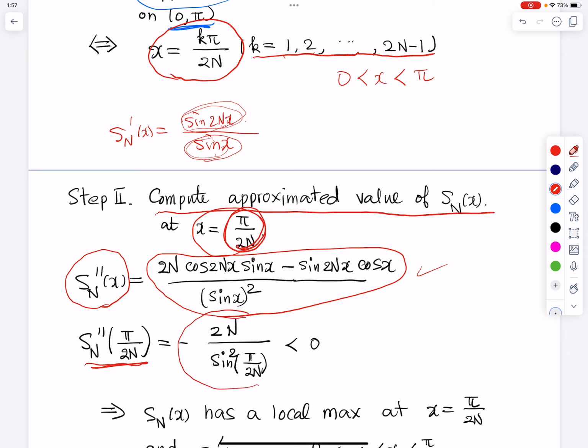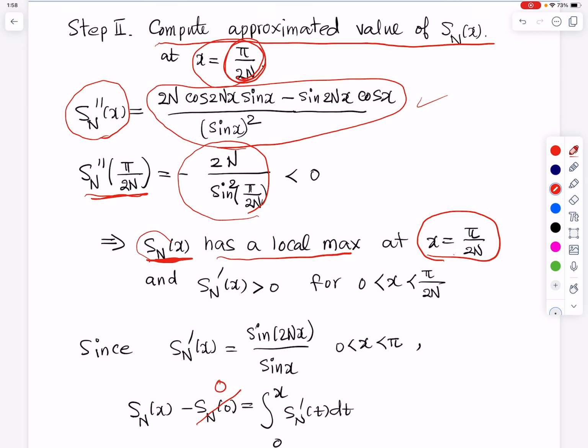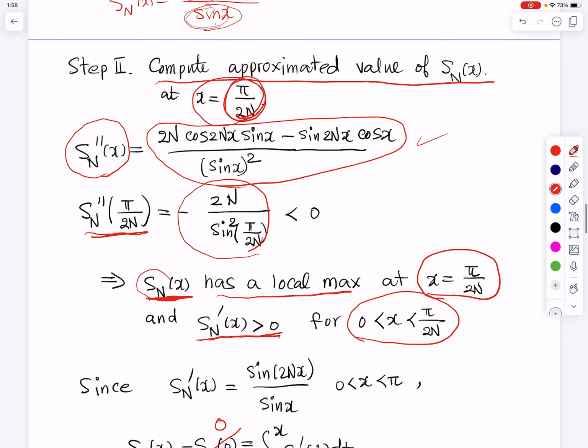I got this. Okay. So this is obviously negative, right? So that implies Sn x has a local maximum at pi over 2n. So I don't care about the other point. All I care about is this point, because this one has a local maximum. I don't care about the absolute maximum on 0 to pi. So I am interested only in the local maximum. And then you see that Sn prime goes positive when x is between 0 and pi over 2n.